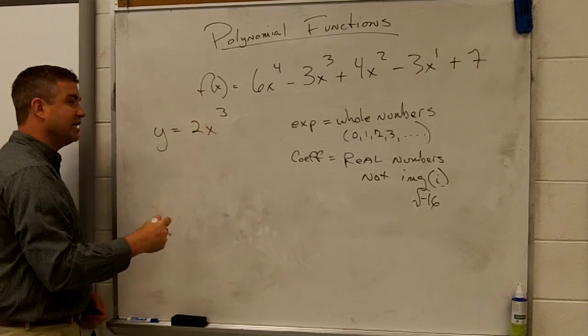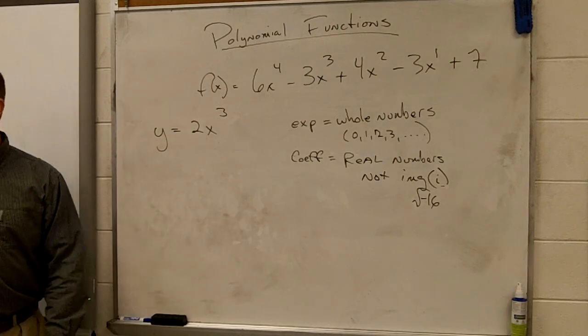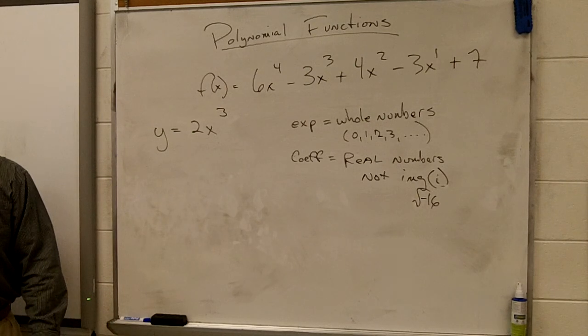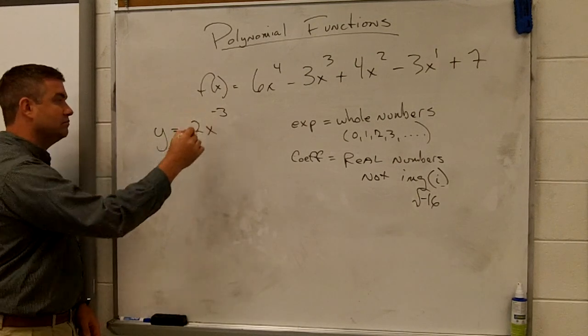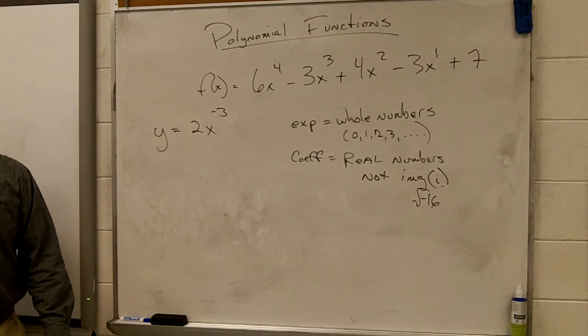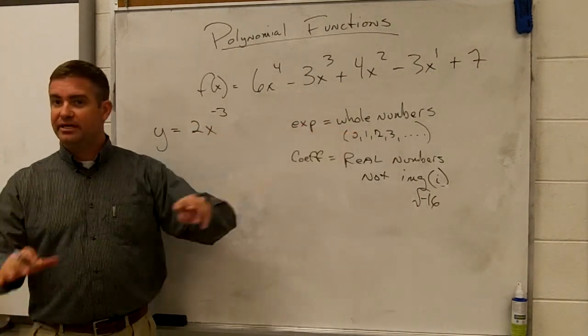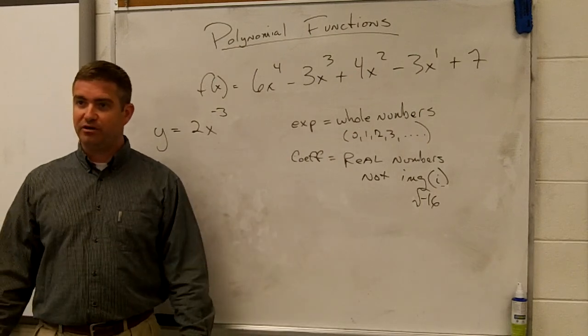And you don't have to write all these down. You can watch, or you can try to write them all down. That's fine. Is this a polynomial function now? Yes. Alright. How about now? No. Why not? Because we got a negative. It's not a whole number. Because the exponent is no longer a whole number, then it is no longer a polynomial function.